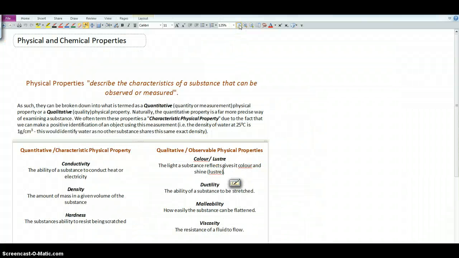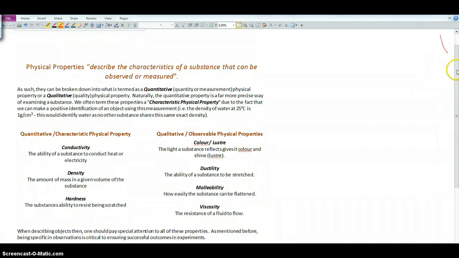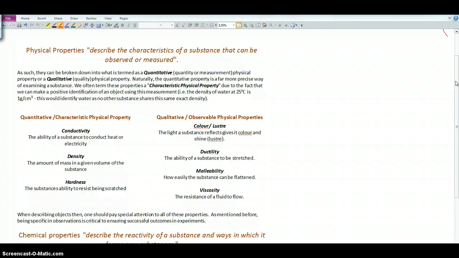The properties of a substance go a long way in helping us understand what it is, what it does, how it can be useful for us. The physical properties themselves are very straightforward. They just describe the characteristics of a substance that we can measure or observe. And the types of observations that we use, we've already talked a lot about these, are quantitative or qualitative.